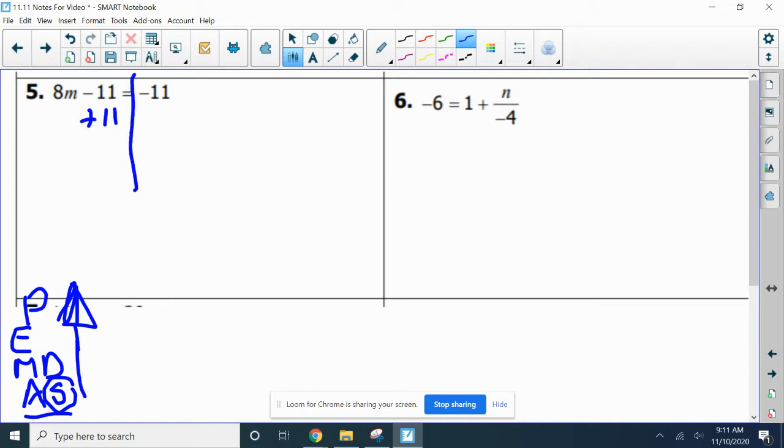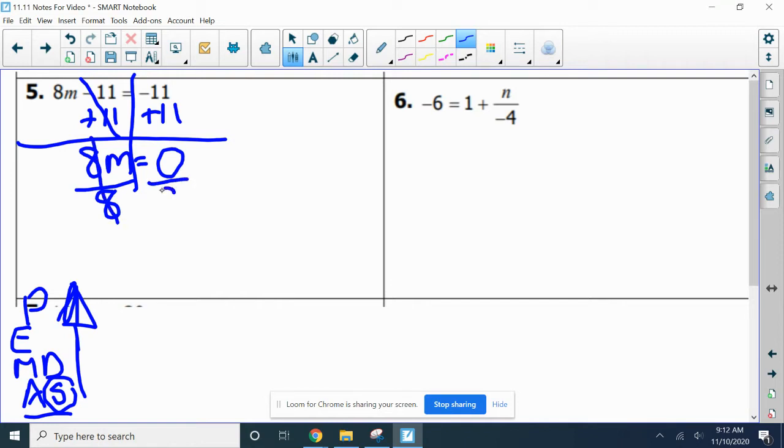I'm going to draw my line so I know that I have to do it on my left side and on my right side. So then I have 8m minus 11 plus 11 cancel just to 0. So I have 8m. And again, minus 11 plus 11 equals 0. All right. And then I have 8m equals 0. So in order to get rid of multiplication, we're going to divide by 8. And we are left with m equals 0. 0 divided by 8 is still nothing.